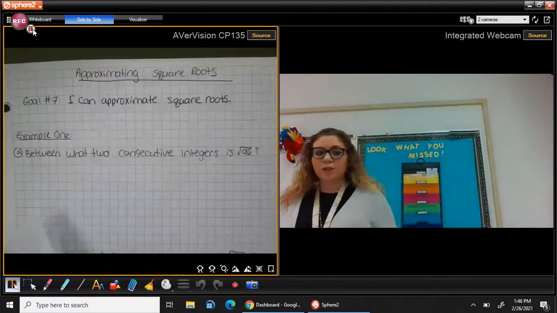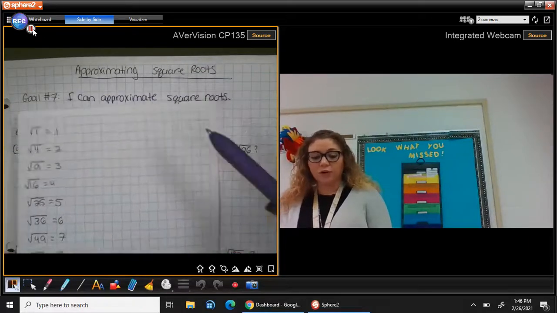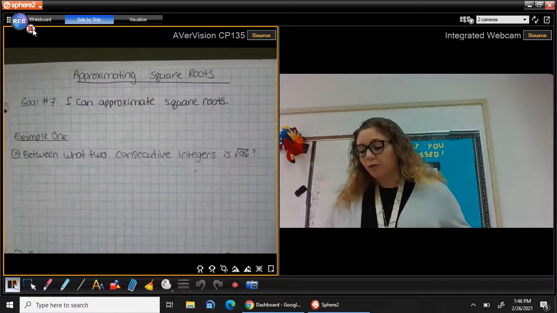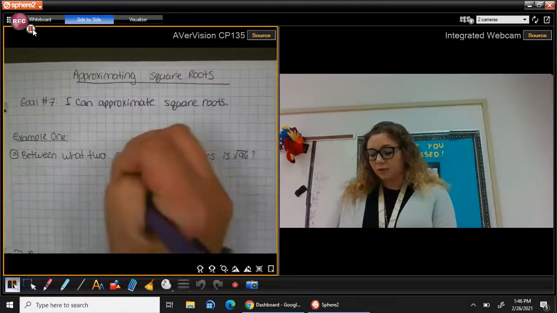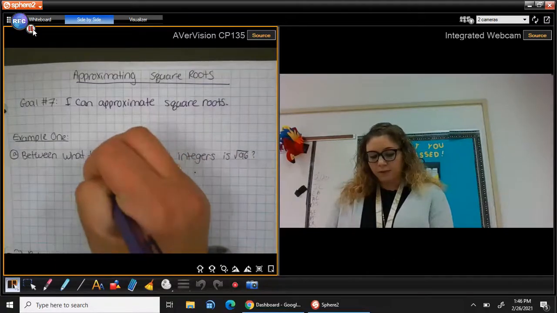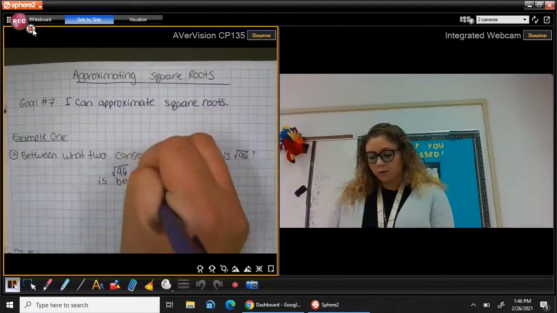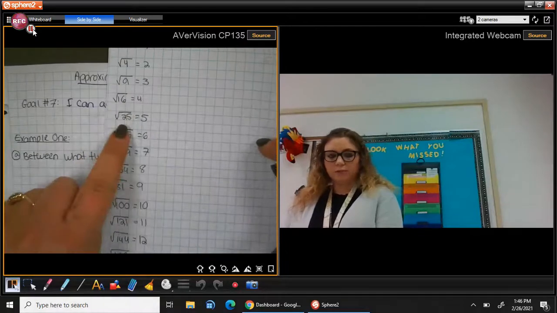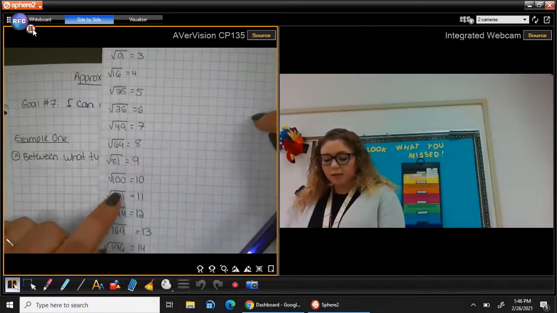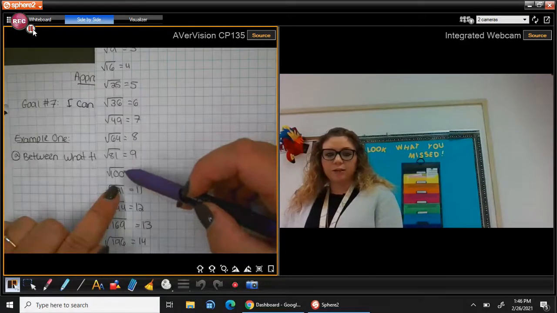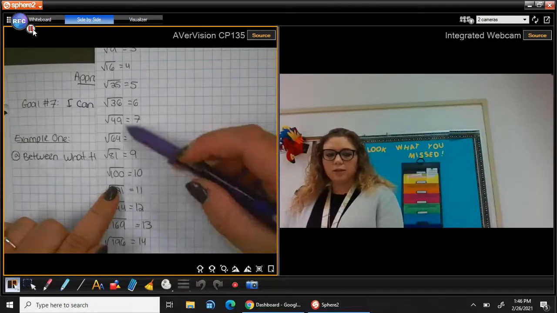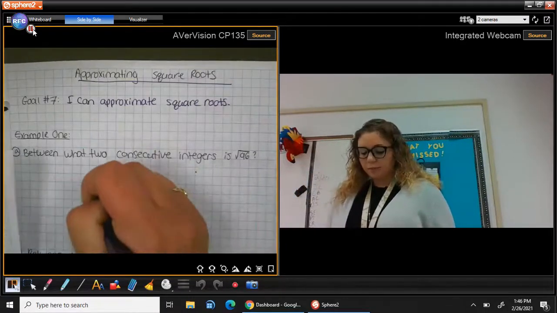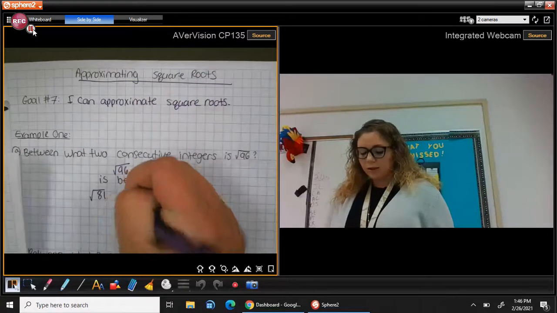So when they ask us what two consecutive integers, they're asking us for a number. They don't want us to put the square root or whatever, but in order to find that, we first have to find what 96 is between. What square roots is 96 between? So you're going to look over here. So 96 is between 81 and the square root of 100. So you're looking at this column. So over here you're going to put square root of 96 is between 81 and 100.